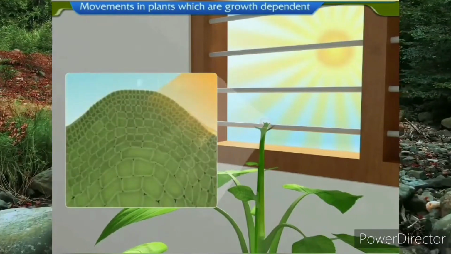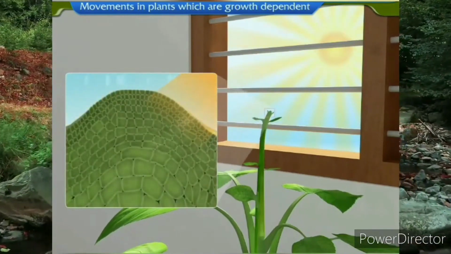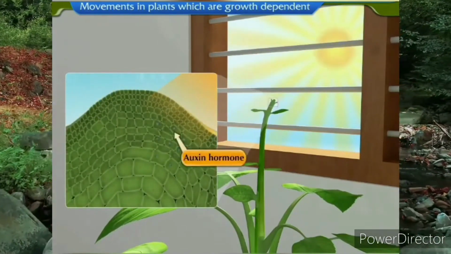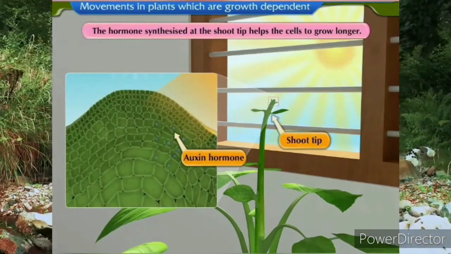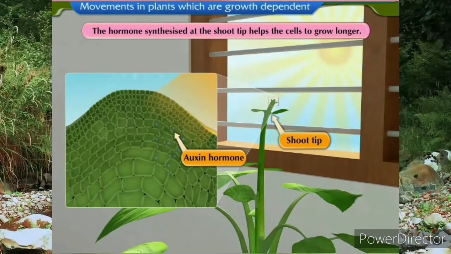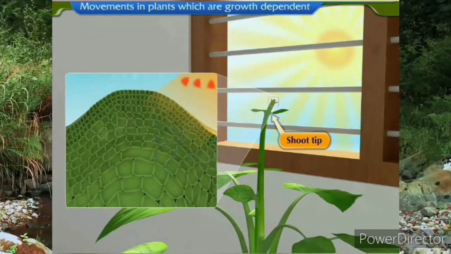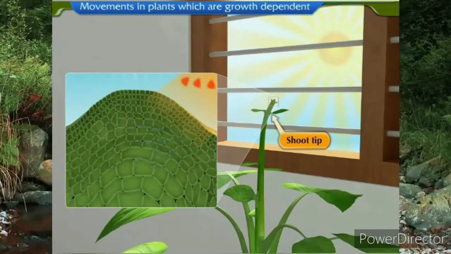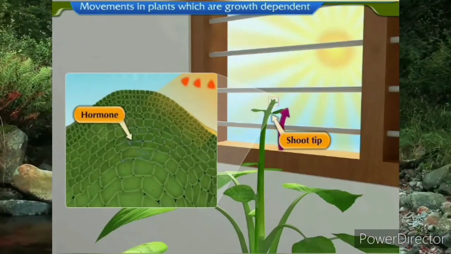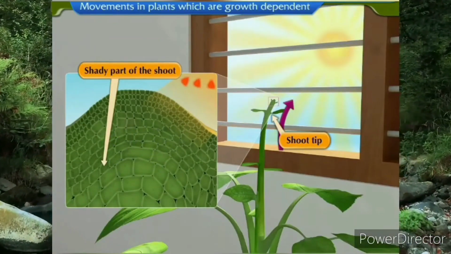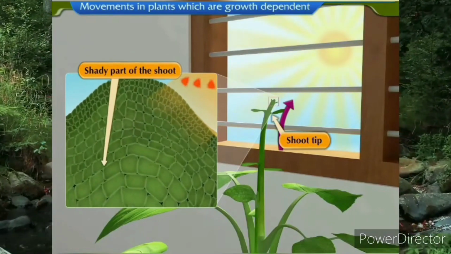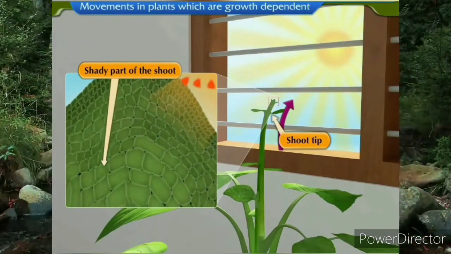When light falls on a part of a growing plant, a hormone called auxin is synthesized. The hormone is synthesized at the shoot tip that helps the cells to grow longer. As the light is falling on one side of the plant, the hormone slowly diffuses towards the shady part of the shoot and stimulates the cells to grow longer. Hence, the plant appears to bend towards light.